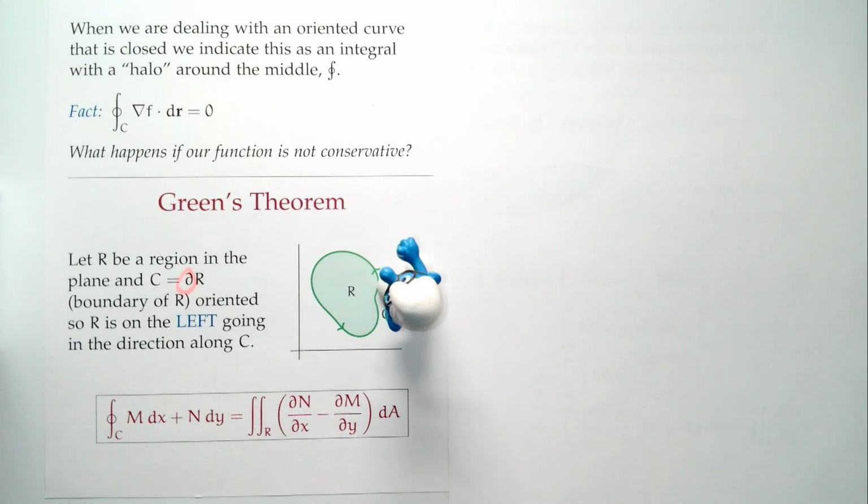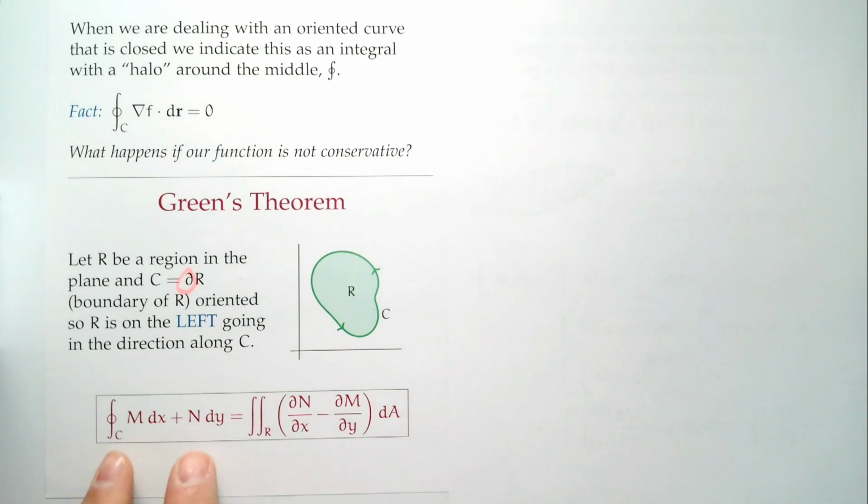Okay, so that's the setup. We have our region, it has a bounding curve, and it's been oriented correctly. The conclusion is that when we're integrating on the boundary, so M dx plus N dy, it's equal to the integral over the region of partial N partial x minus partial M partial y.